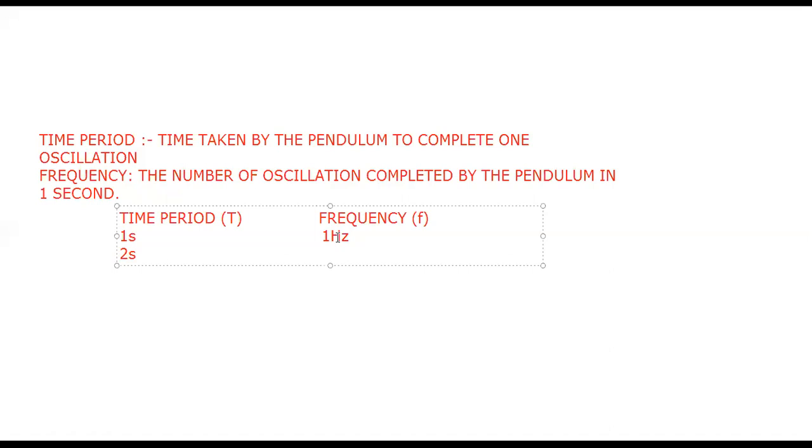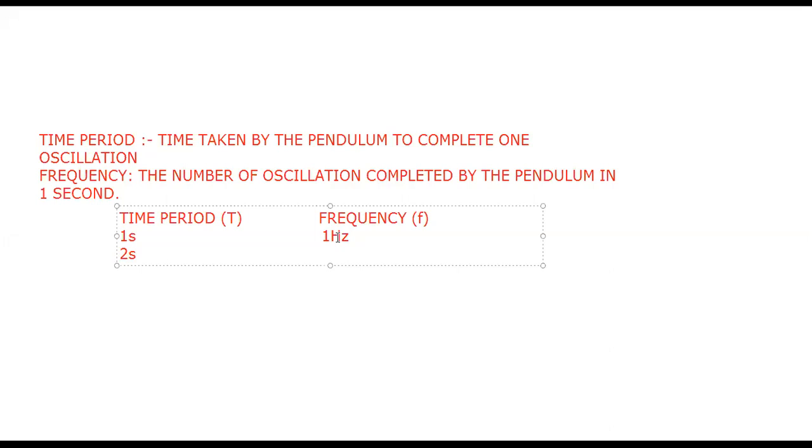I know this definition generally seems to be very simple, beta. No, Khushi, your answer is wrong. Now pay attention. Listen to the definition again. The frequency is nothing but the number of oscillations completed by the pendulum in 1 second. The number of oscillations the pendulum completed in 1 second is called frequency. Now how much is the time period, beta? The time period is 2 seconds.